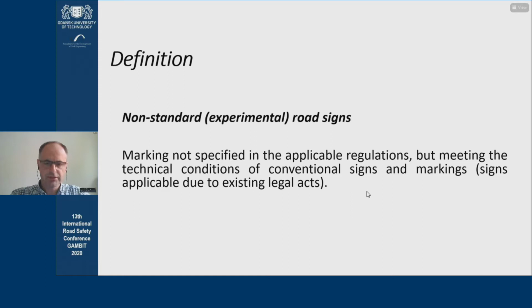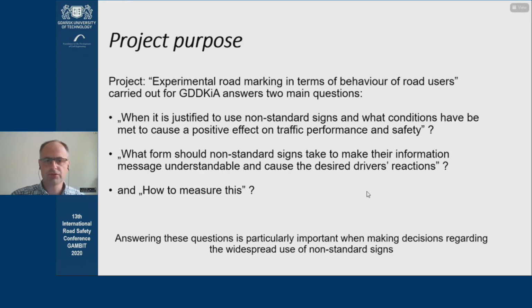The entire project for experimental marking of roads in the context of the behavior of road users was supposed to answer a number of questions. When is it justified to use those signs? Should we use them? What format should they be in? Where should they be located? And how to measure their effectiveness?